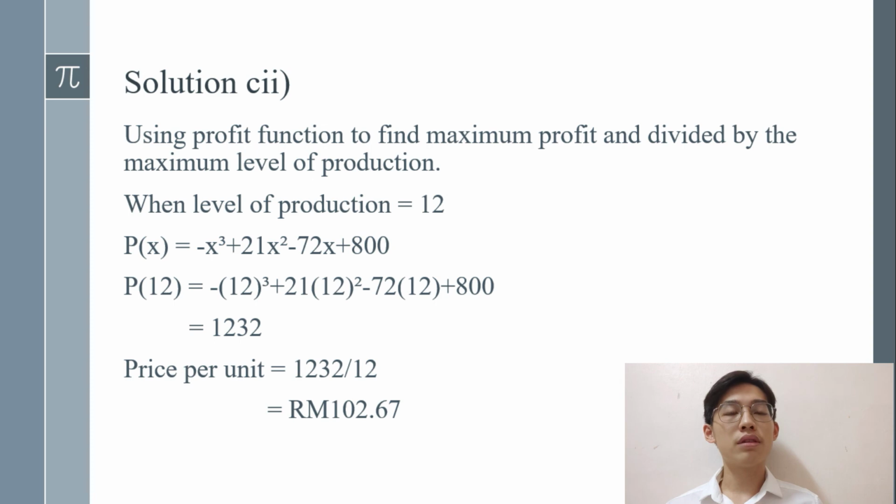For the last question, C2, we need to use the profit function to find the maximum profit and divide by the maximum level of production to find the price per unit. Therefore, the maximum profit is 1,232 and the price per unit is 102.67 cents.